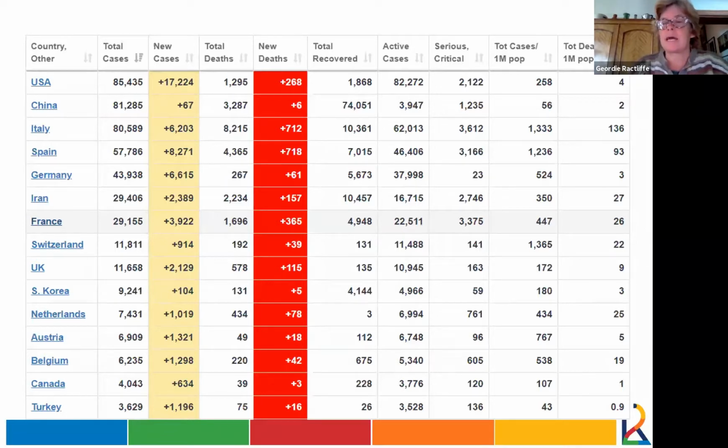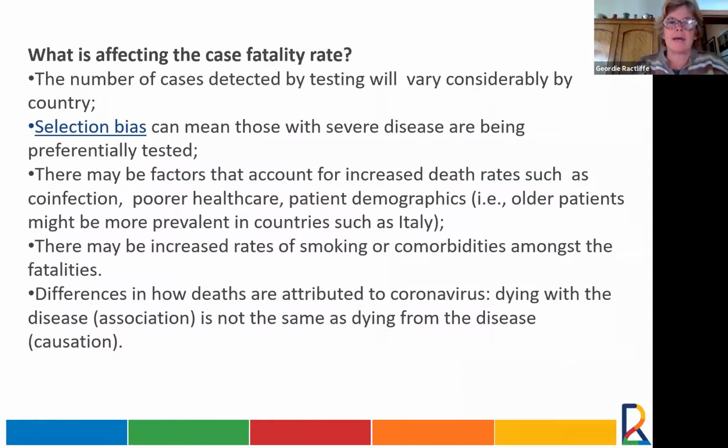So when we think about how many people die, we need to bear in mind that the fatality rate, and you'll see lots of scary numbers, depends on a whole lot of things. I just wanted to go through a few of those things so that it helps you to understand and interpret data that you'll see on social media and so on.